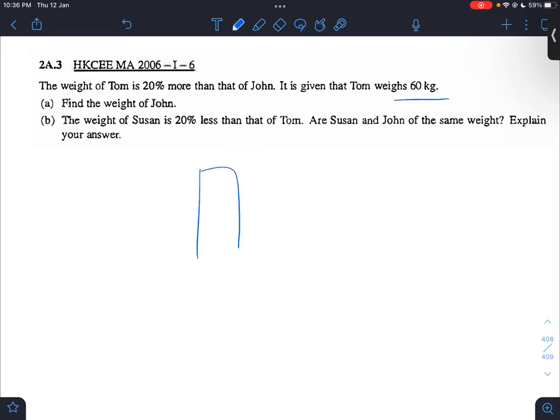So this is the weight of Tom, and this is the weight of John. It's given that the weight of Tom is 20% more than that of John. Okay, and it's given that Tom weighs 60, so 60.